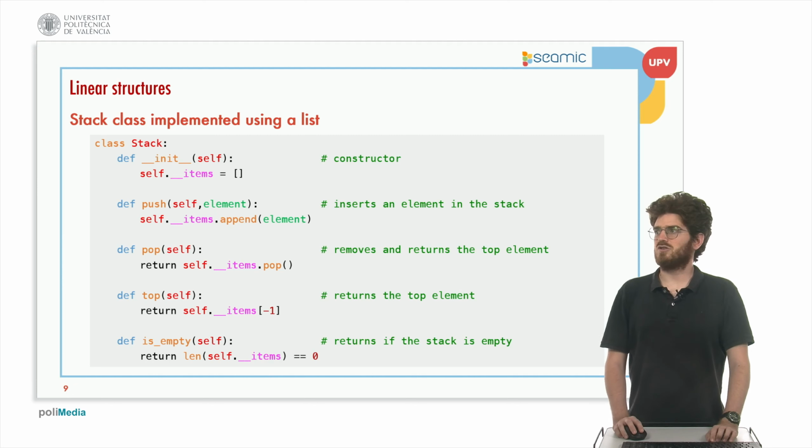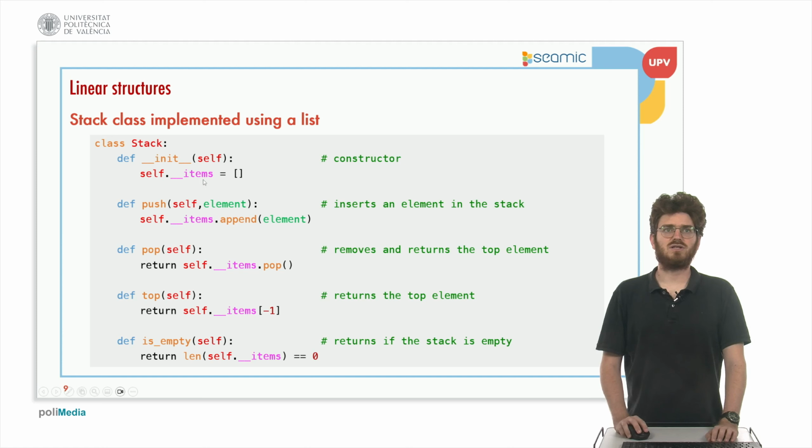We have an implementation here of the stack using a list. So first we have our constructor up here. We create a class attribute called items, and we initialize it to an empty list. Notice how this attribute is private because we use the double underscore. We do not want the user to access this inner list, but only use the external methods, the public methods that we have defined. Of course, we've defined the four methods that we mentioned.